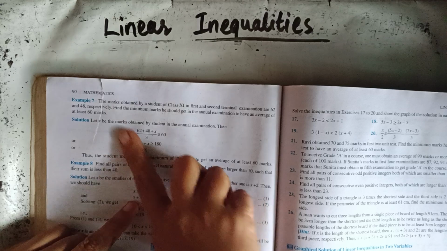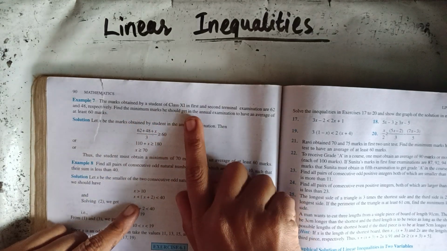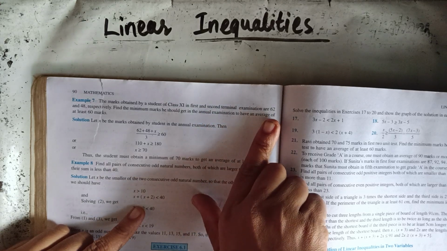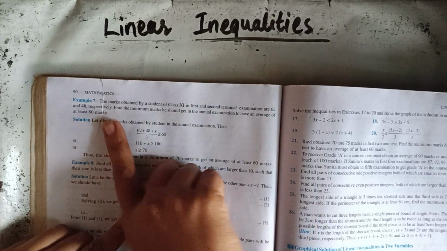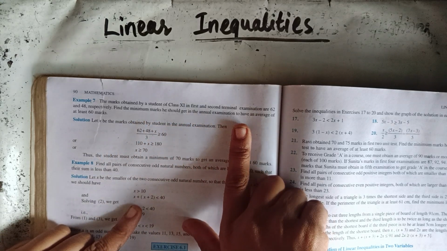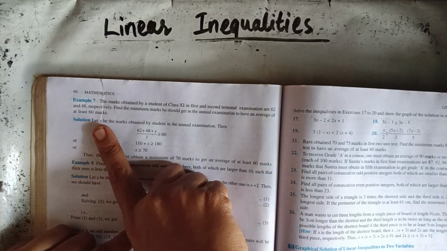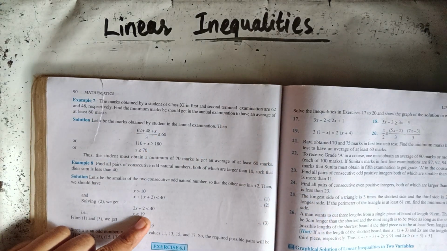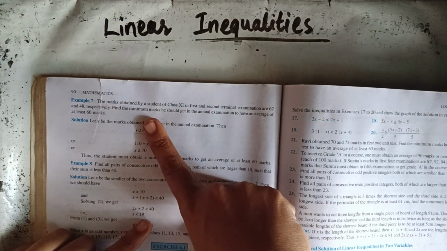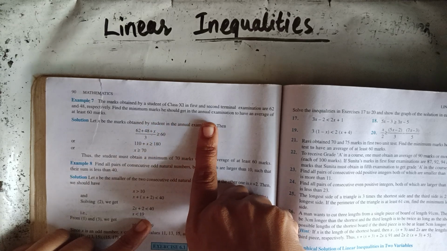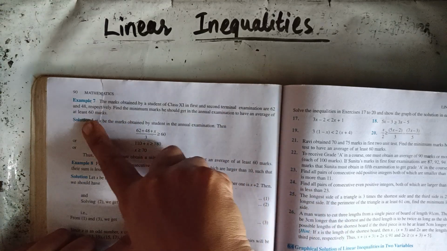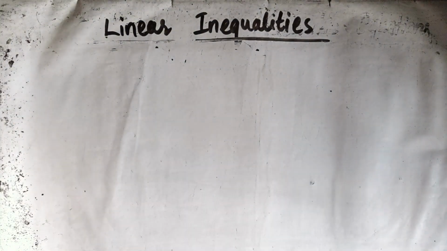Next question is a word problem. The marks obtained by a student of class 11 in first and second terminal examination are 62 and 48 respectively. Find the minimum marks he should get in the annual examination to have an average of at least 60 marks. So the marks obtained are given here, and the minimum marks he should get in the annual examination, that is the third exam, to have an average of at least 60 marks.